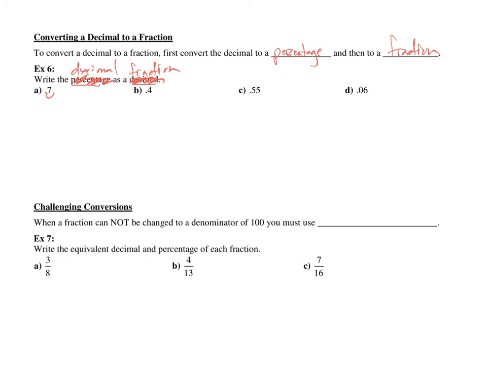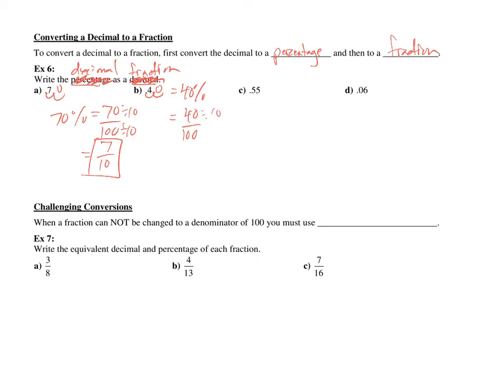Okay, so move over twice. I got 70%. Then I put this over 100. All right, what goes into both of these? 10. So I get 7/10. All right, done. Next one, move the decimal over twice, fill in the 0, so I got 40%. Then put the number over 100, so I have the fraction. I'll divide 10 into both of these. I get 4 over 10. Then I'll divide them both by 2. So I get 2/5.